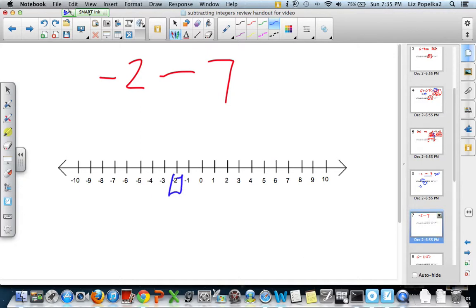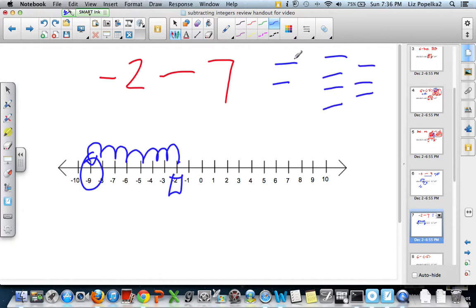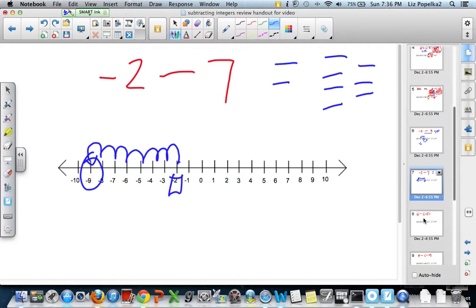So start off here at negative 2. Minus 7 means that you're going to go 7 in the negative direction. So from this 2, you're going to hop 1, 2, 3, 4, 5, 6, and 7 places to the left. That's exactly the same answer that you get if you have 2 negatives, then you put it together with another 7 negatives. See? If we do negative 2 plus a negative 7, that still gives us the same answer of a negative 9. So whether you do a minus or add a negative, it really means the same thing.